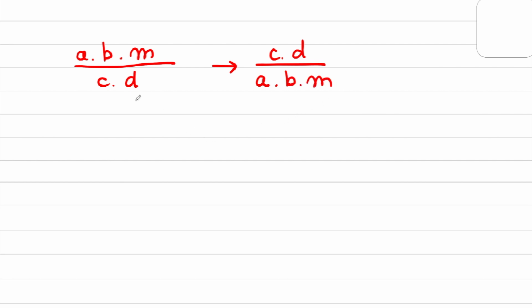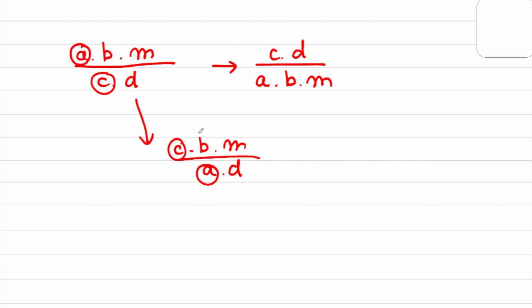So you should not write down c times b times m over a times d. Yeah, this only changes the position of a and c, but you keep b, m and d unchanged here. So this is an incorrect answer. It has to be c times d over a times b times m like this one.